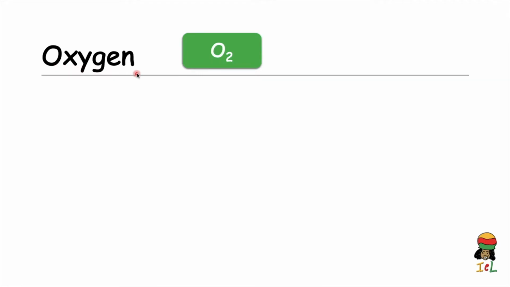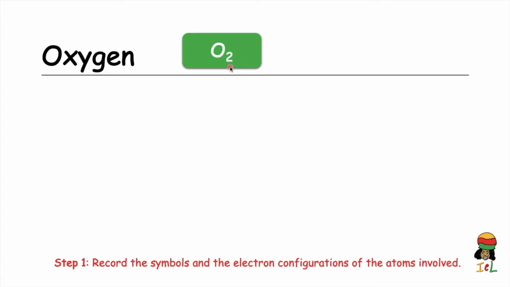The second example is oxygen, and oxygen has the chemical formula O2. So therefore, a molecule of oxygen consists of 2 oxygen atoms bonding together. Following the steps, to step 1, we will record the symbols and the electron configurations of the atoms involved in bonding. So we're going to take a quick look at the periodic table to obtain this information.